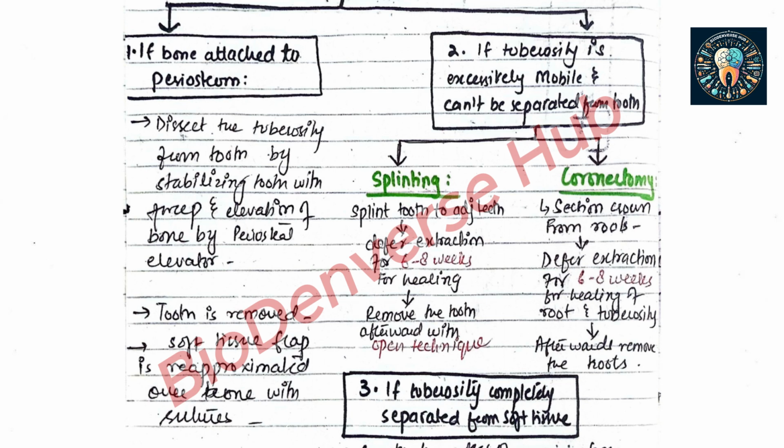In the second case, if the tuberosity is excessively mobile and it cannot be separated from the tooth, in that regard you could go for two options. That is, splint the tooth to the adjacent teeth and defer the extraction for 6 to 8 weeks for healing to occur. And after that, remove the tooth with the open technique. The second option is the coronectomy. Section the crown from the roots and again defer the extraction for 6 to 8 weeks in order for healing of the root and the tuberosity. And after that, if the healing of the root and tuberosity has occurred, then you can go on with removing the roots again with an open approach.